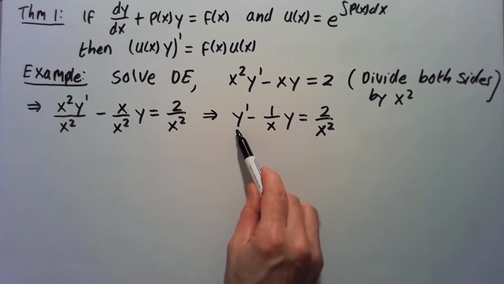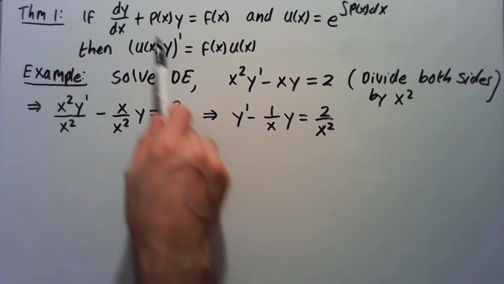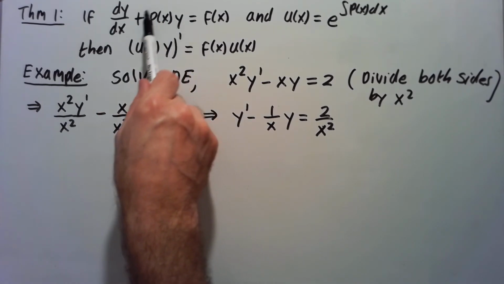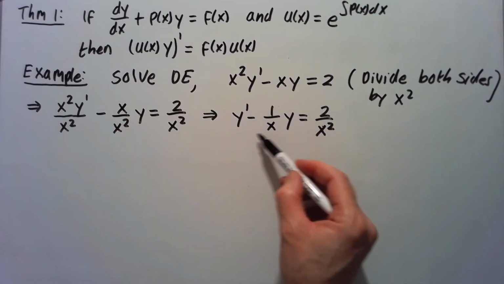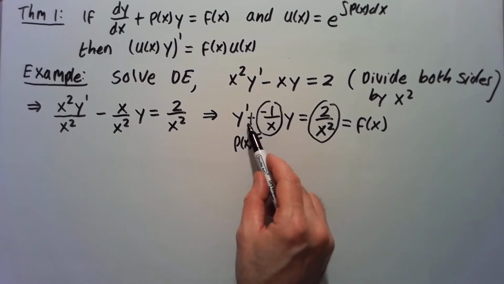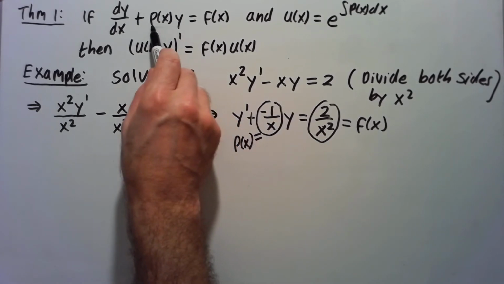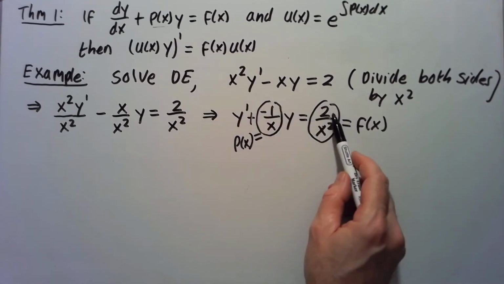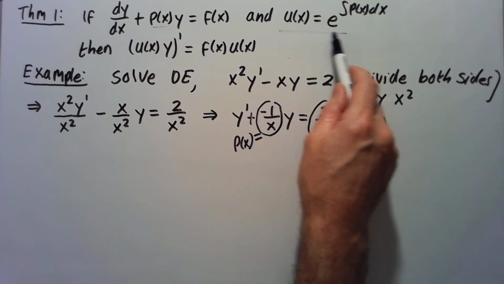Okay, so now we can see that it's in the form of Theorem 1. We have our y prime, and then the coefficient, the function of x in front of the y, is my p, so the negative 1 over x will be the p here, and this will be my f. So let me write that. I've written the minus 1 over x as plus minus 1 over x like this. So the minus 1 over x will be the p, and the f will be the 2 over x squared.